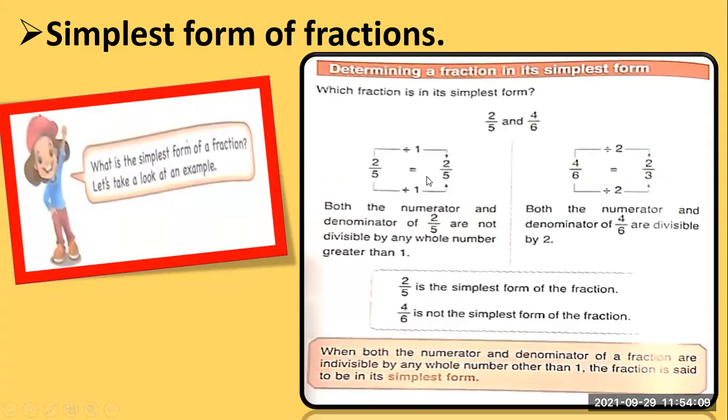Okay, both the numerator and denominator of 2/5 are not divisible by any whole number greater than 1. Here, both the numerator and denominator of 4/6 are divisible. We can divide by 2. So 4/6 divided by 2. So we can see here that 4 divided by 2 is 2. 6 divided by 2 is 3.